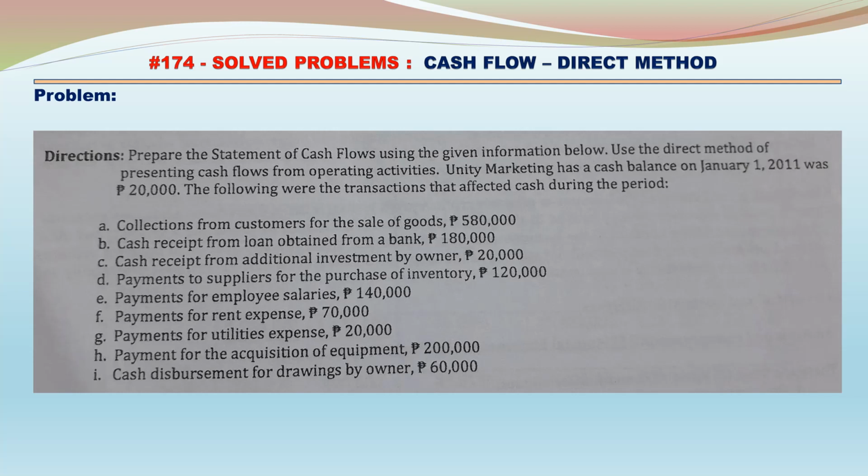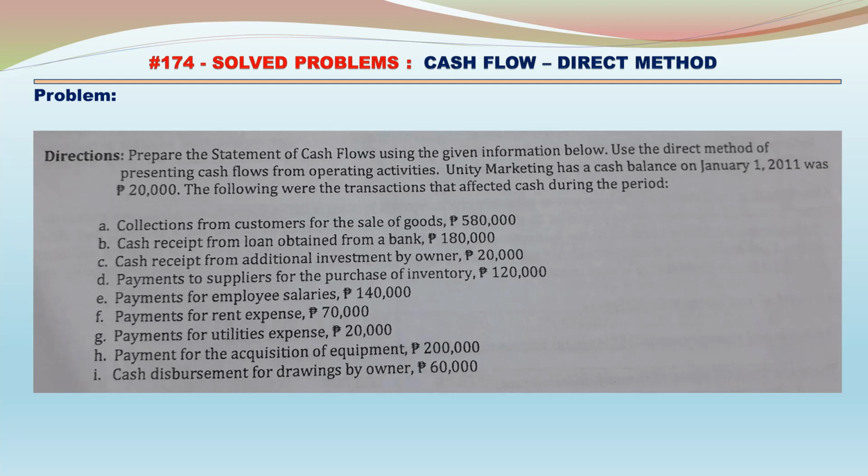Unity Marketing's cash balance on January 1, 2011 was 20,000. The following were the transactions that affected cash during the period. A. Collections from customers for the sale of goods, 580,000. Cash receipt from loan obtained from a bank, 180,000. Cash receipt from additional investment by owner, 20,000.